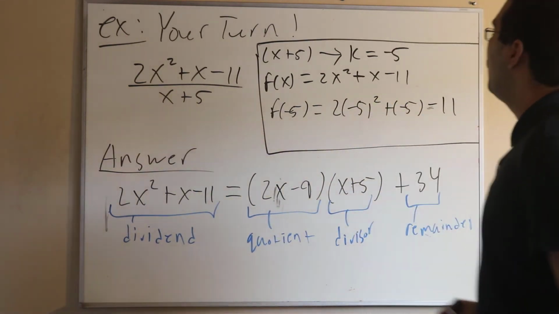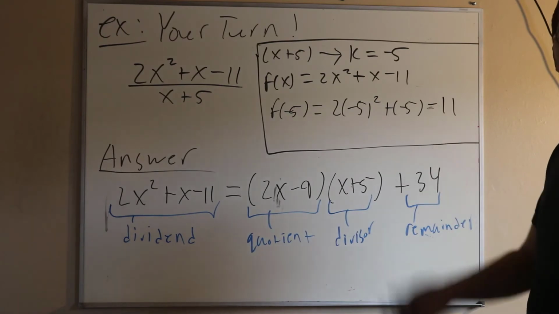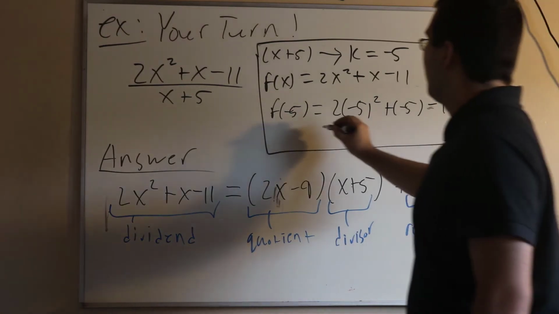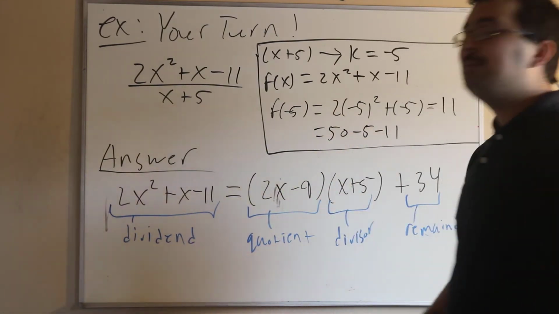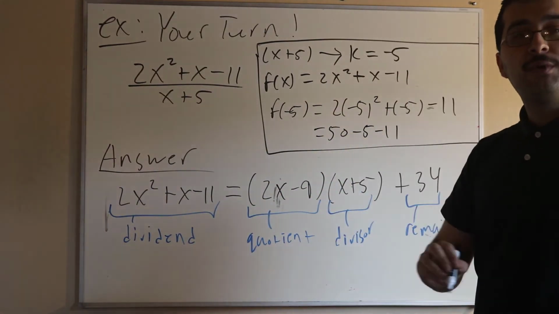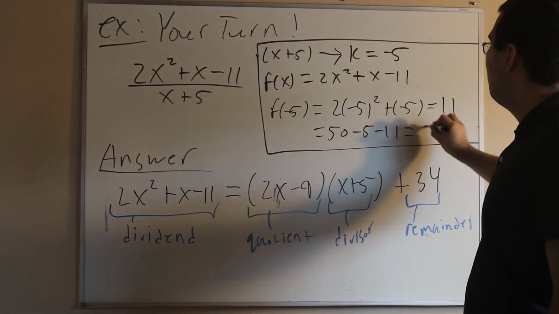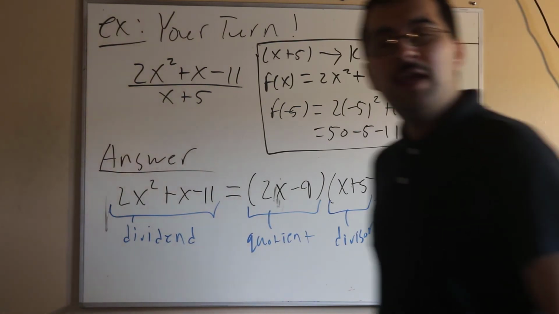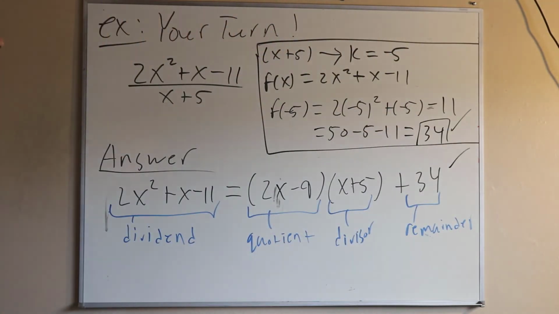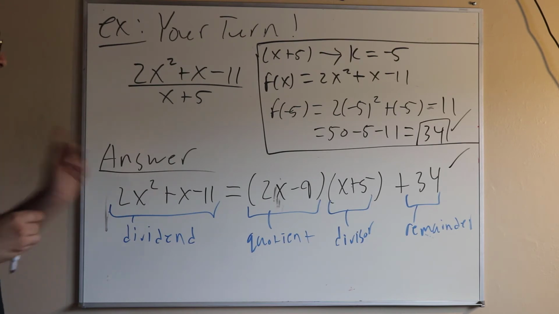So we're going to have minus 5 squared is 25. 25 times 2 is 50. So I have 50 minus 5 minus 11. 50 minus 5 is 45. And then 45 minus 11 is indeed positive 34. So there you go. It checks out. The remainder I got from my division is the same remainder that the remainder theorem tells me I should have. So that's a pretty good indication that my final answer is correct.